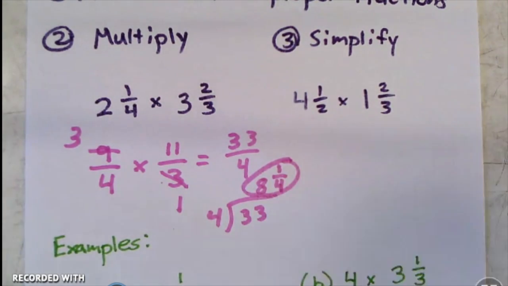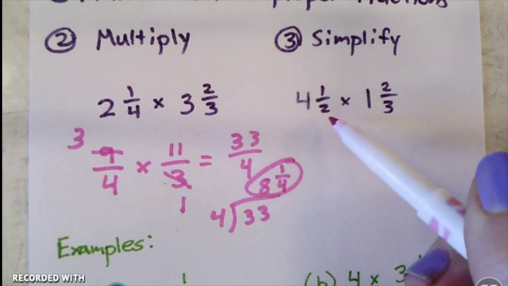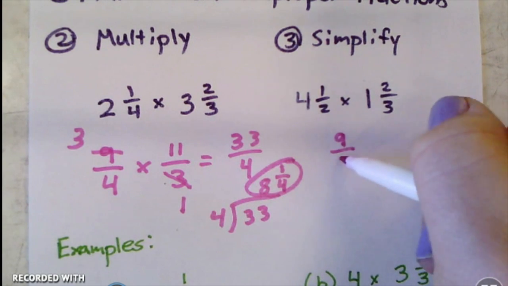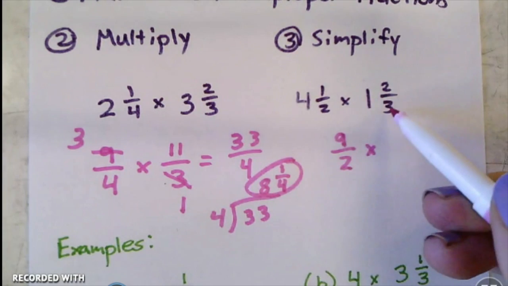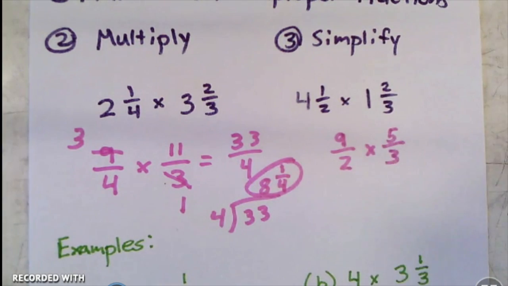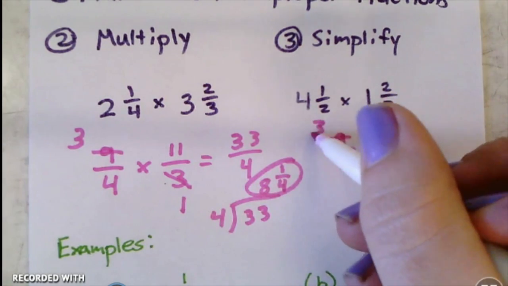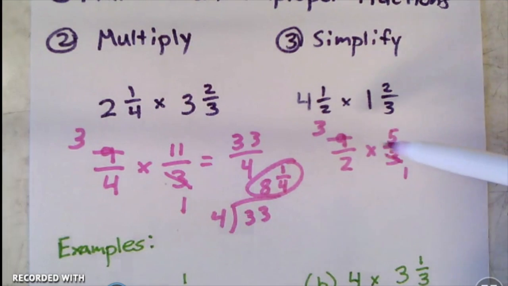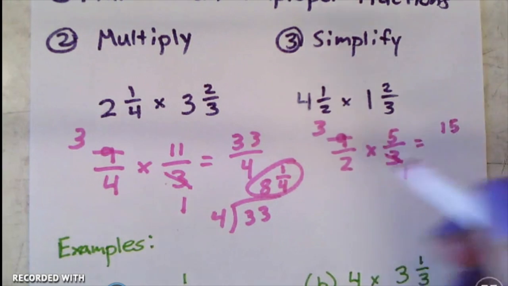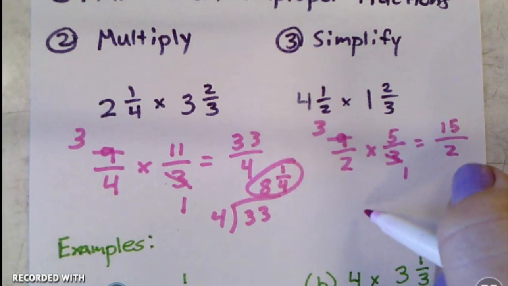Yeah? Not too bad? Let's try the next one. So we've got 4 and 1/2, which is going to become 4 times 2, which is 8, plus 1 is 9 over 2, times 1 times 3, which is 3, plus 2 is 5 over 3. I'm going to look for things that might simplify. We've got the same one simplifying here. And then I'm going to do 3 times 5, which is 15, 2 times 1. I got 15 over 2.